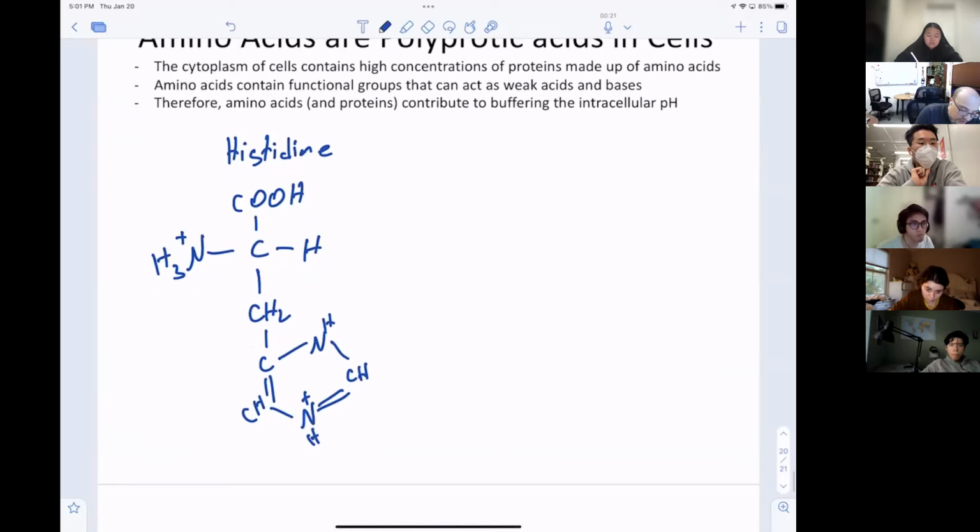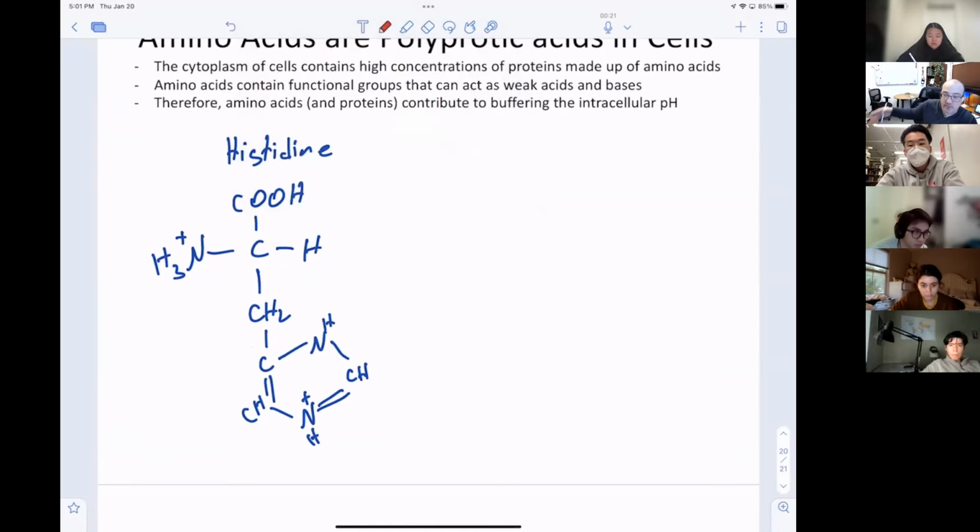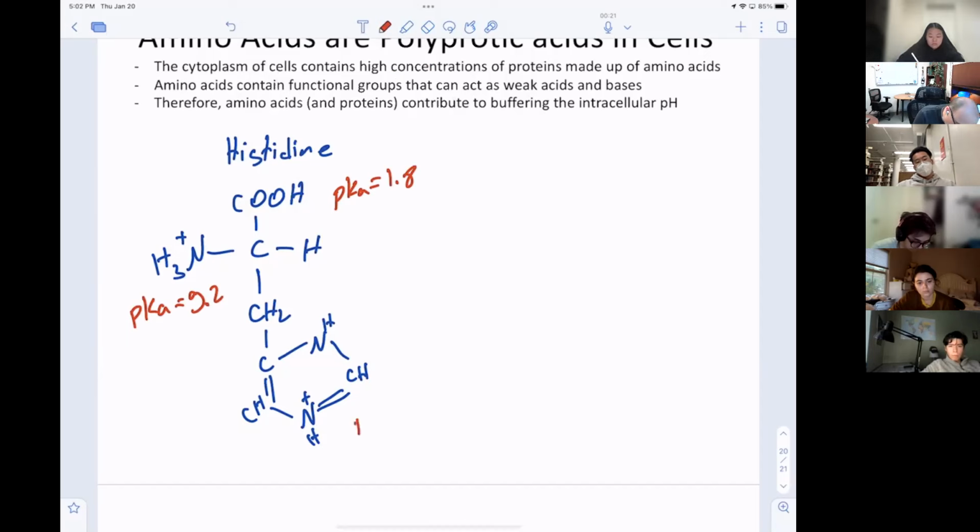Because it's a polyprotic amino acid, it has different parts that could have different pKa's, right? For example, in the case of histidine, every amino acid has its own different pKa's for each group. The carboxylic side, the upper part, will have a pKa of 1.8, and that's known for histidine. So that's a known thing. The pKa of the amino group will be 9.2. And the pKa of the R group, what we call the side chain, in this case the imidazole ring, is 6.